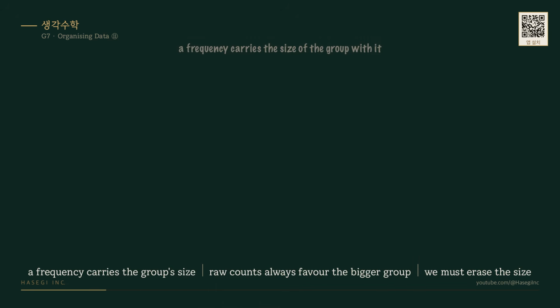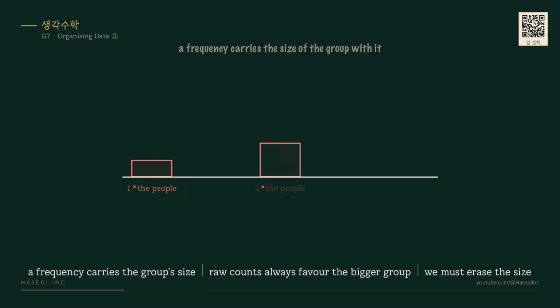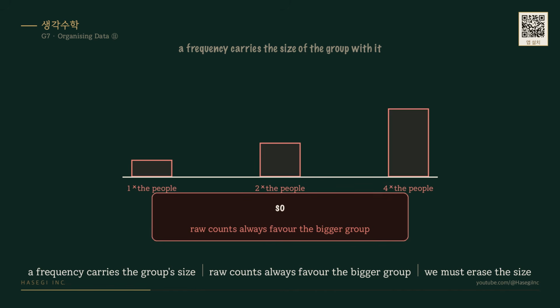The trouble is that a frequency carries the size of the group inside it. How many is a number that simply grows when there are more people? So comparing raw frequencies always hands it to the bigger group. To compare fairly, we have to erase the size of the group. Only a number with the size taken out can be set beside another.